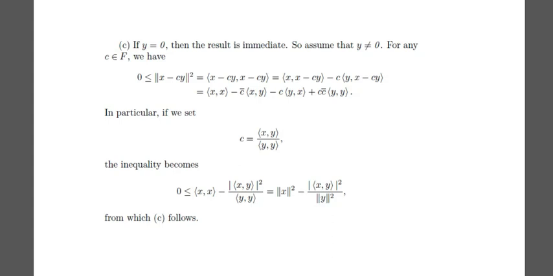Now if we put this C as inner product of x, y upon inner product of y, y, we get the inequality 0 is less than or equal to inner product of x, x minus mod inner product of x, y squared upon inner product of y, y. Just put C equal to inner product of x, y upon inner product of y, y. So this is equal to norm x squared minus mod inner product of x, y squared upon norm of y squared. Now put this greater than or equal to 0, you will get the Cauchy Schwarz inequality.